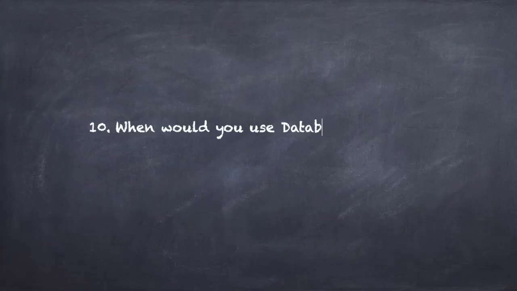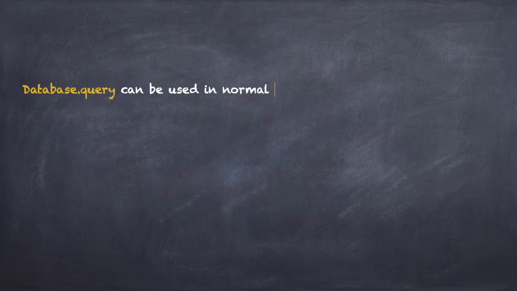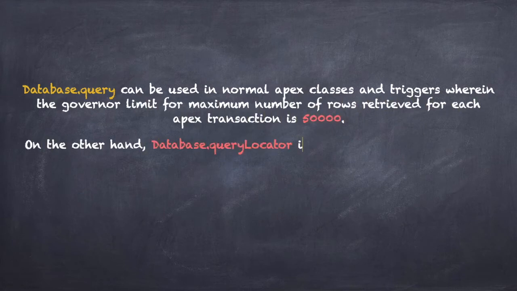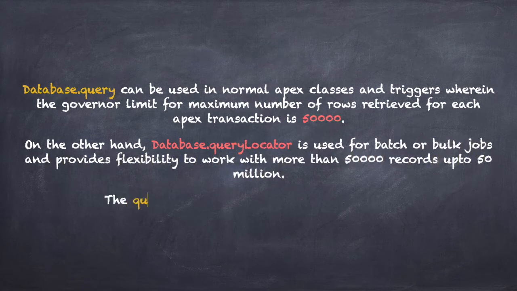Question number 10. When would you use Database.query and Database.getQueryLocator? So Database.query can be used in normal Apex classes and triggers wherein the governor limit for maximum number of rows retrieved for each Apex transaction is 50,000. Well, on the other hand, Database.getQueryLocator is used for batch or bulk jobs and provides flexibility to work with more than 50,000 records, up to 50 million. So the query locator method is used in batch jobs.